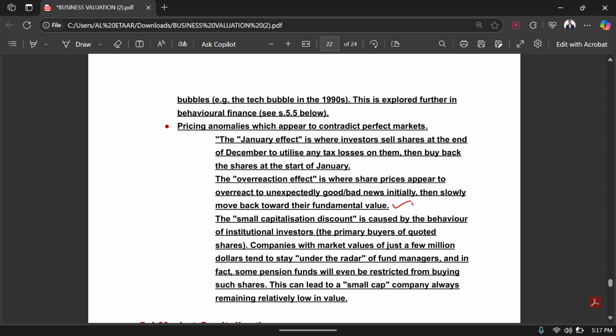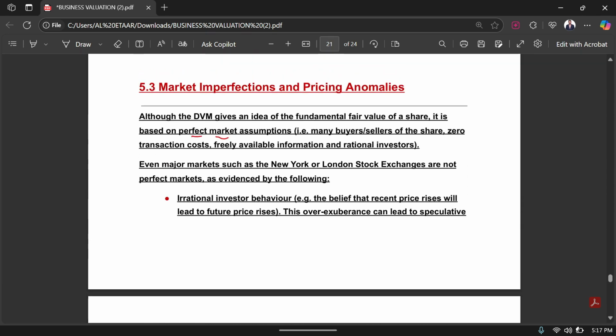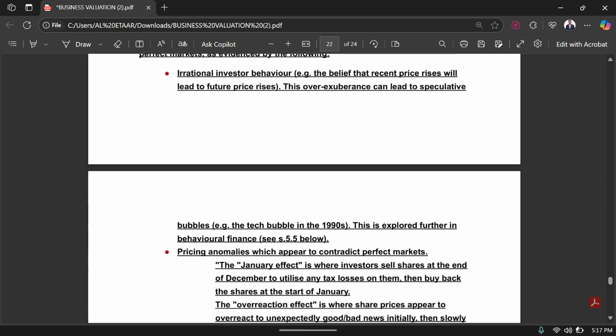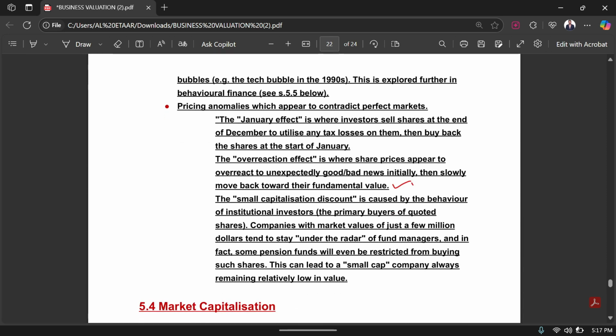Basically, it contradicts the perfect market, because again it is against the idea of the perfect market, where all the investors are rational, there are many buyers and sellers of the share, zero transaction cost, freely available information, right? So pricing anomalies basically contradict the perfect market, because you can see that these examples that we have discussed are not of a perfect market, right?